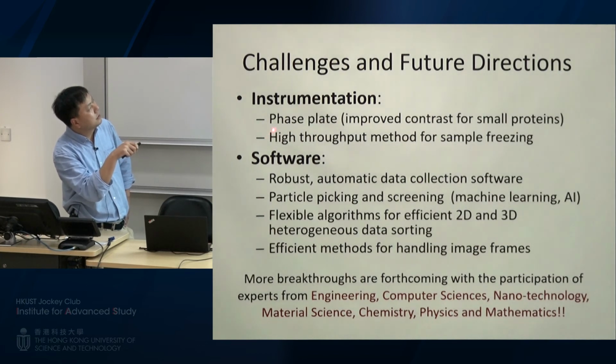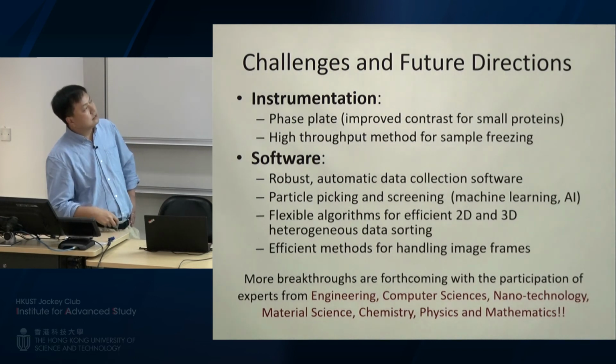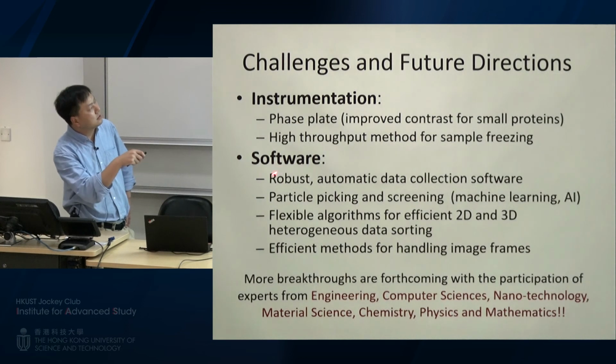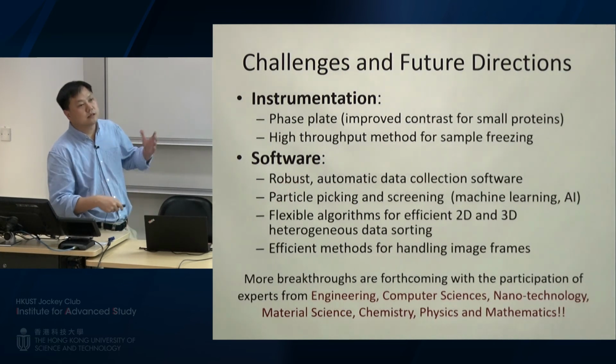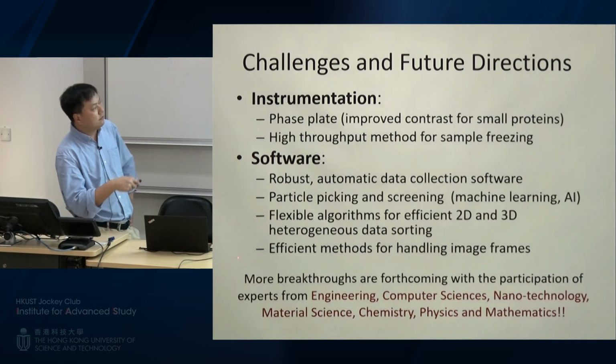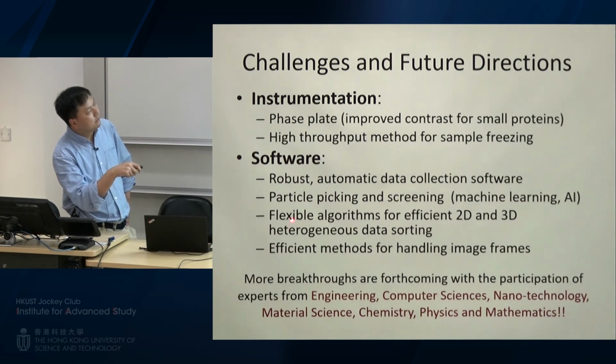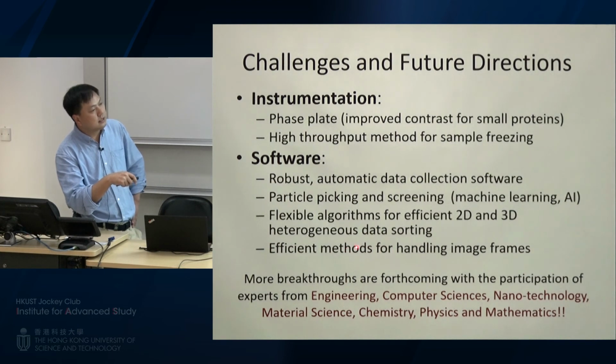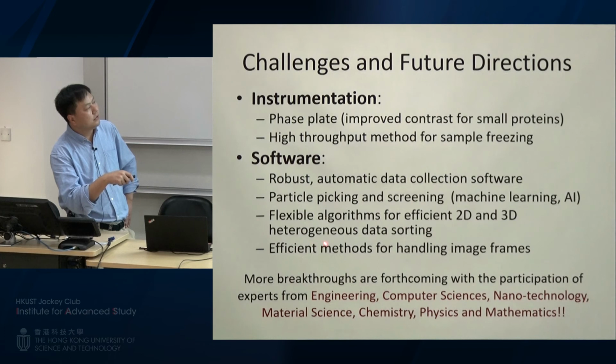For the instrumentation side, one is probably the phase plate, and I didn't have time to touch on that point. Another is that, as I mentioned, we need a high throughput method for sample freezing. So we probably need a new concept of freezing instead of using the old device. For the software, we probably need robust automatic data collection, making data collection much easier to free the hands from electron microscope operation. And we need better software for particle picking, screening, and also flexible algorithms for classification, especially for samples with very serious heterogeneity. And one important issue is that, as I said, the images are very big in size, so we need a very efficient method for handling image frames.